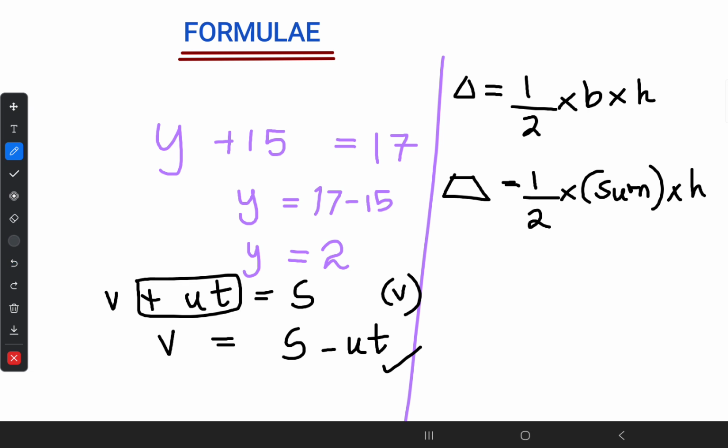V equals s minus ut. It is called the subject. You have to make a particular algebraic quantity the subject in an equation. Here you have more than one unknown constant. These kinds of expressions are called formulas.